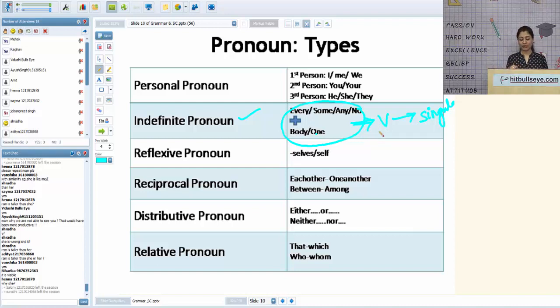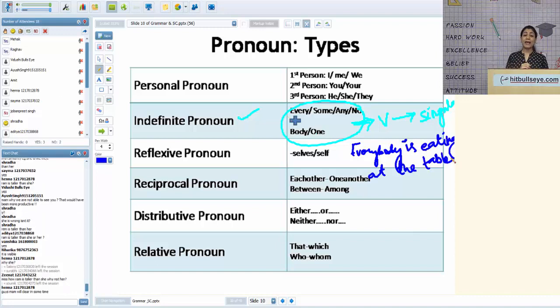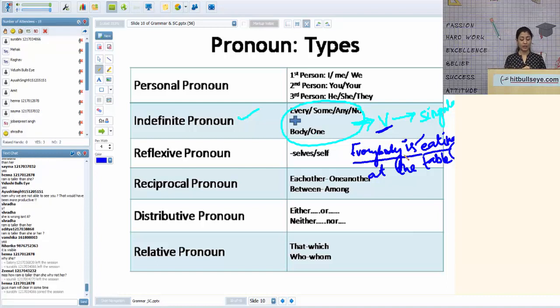Let's take a very small example of this. Guys, please look at this example of indefinite pronoun. We say everybody is eating at the table. We never say everybody are eating at the table. So you see, with every indefinite pronoun, the verb used is in the singular form. So with eating, I have used "is" and not "are". I hope this concept is clear to everybody.